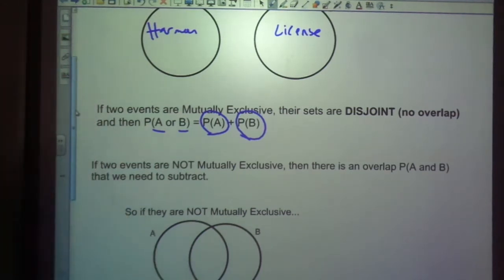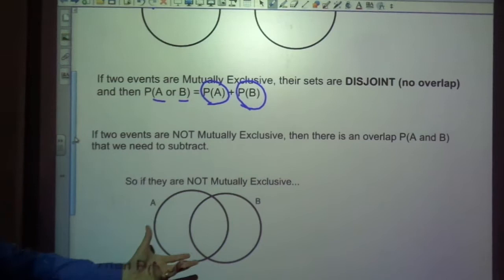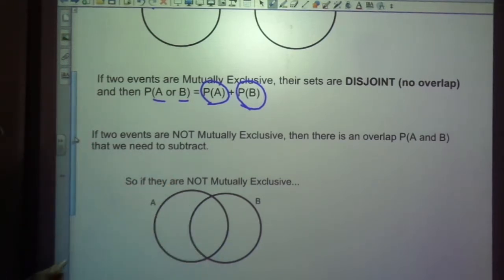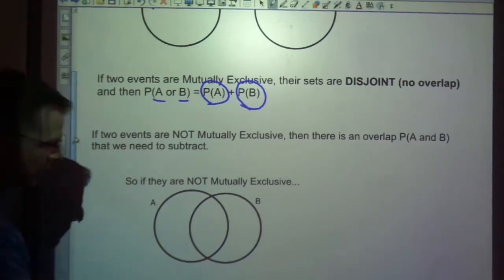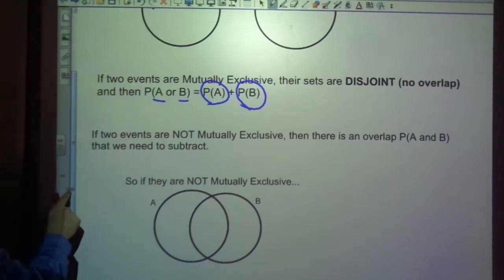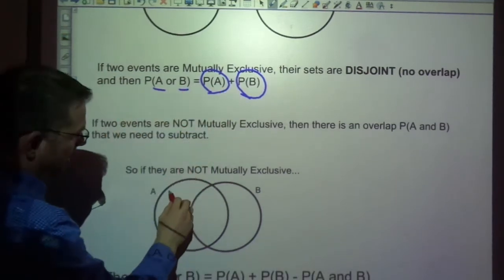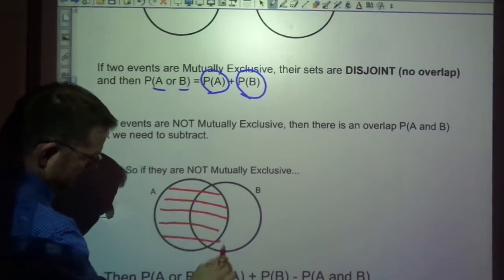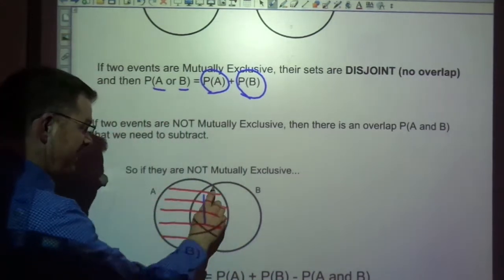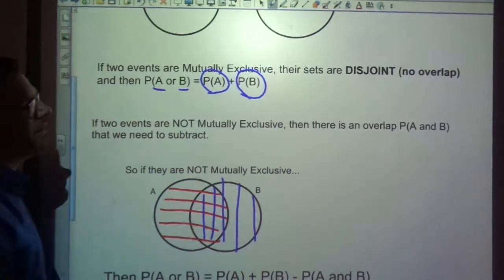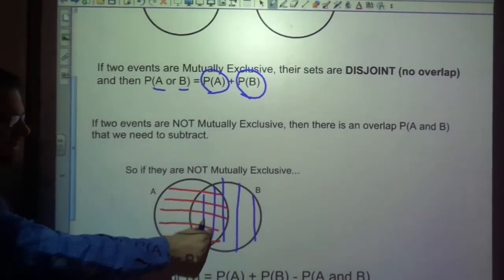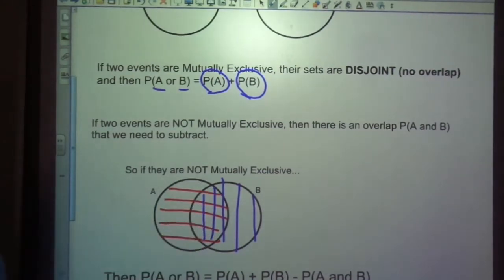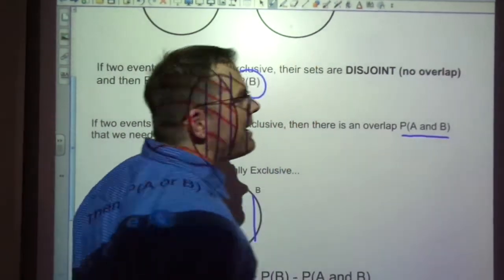But sometimes the picture looks like this, and there is an overlap. These are not mutually exclusive because there are ways that you can do both. If two events are not mutually exclusive, then we have to think about it. We cannot just simply add, like we do here, all of A, and then add all of B, and think that that's going to work to find the probability of A or B, because we have counted this middle section twice. We have counted the overlap, the probability of A and B.